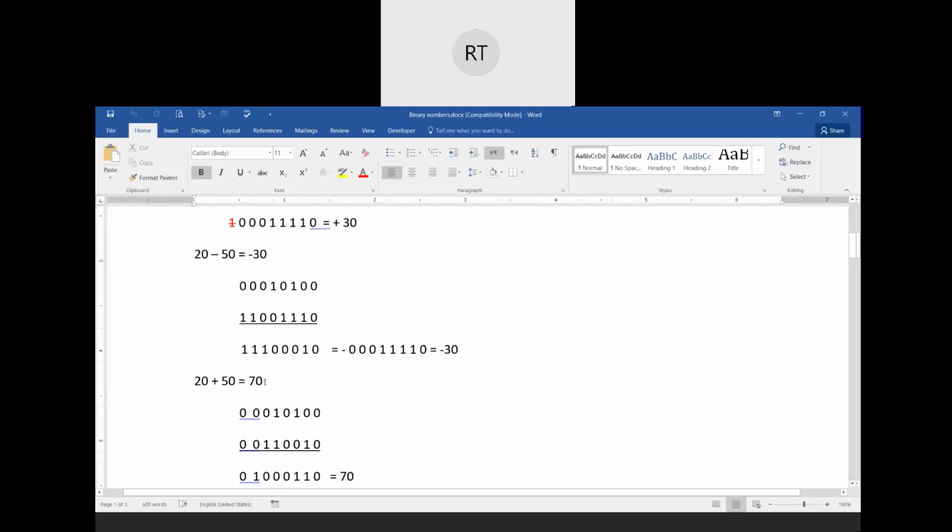In the exam, test 2, you will always be asked to verify your answer. So after you do the addition or the subtraction in binary, you will always have to verify your answer by converting it back to decimal. So you double check that you did the right calculation.